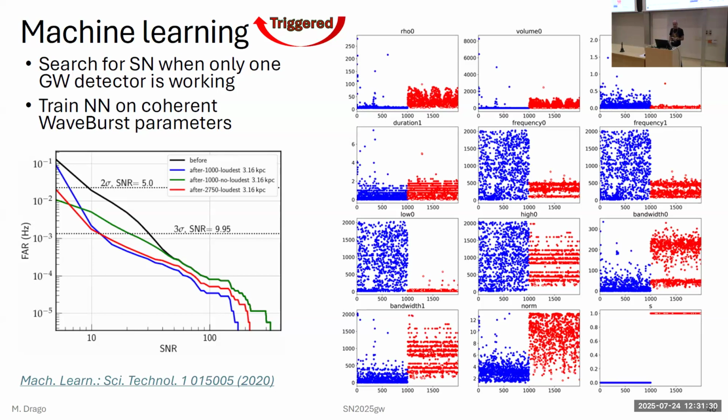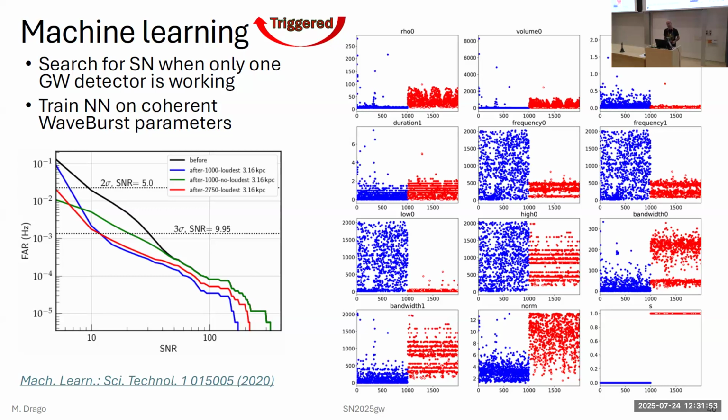And the idea is to use a search for supernova in only one detector working, and train a machine learning algorithm on the CWB parameters to try to distinguish better between the background and the real signal. And this is an example. The blue is the background, the false alarm rate. The red is the injection of supernova.